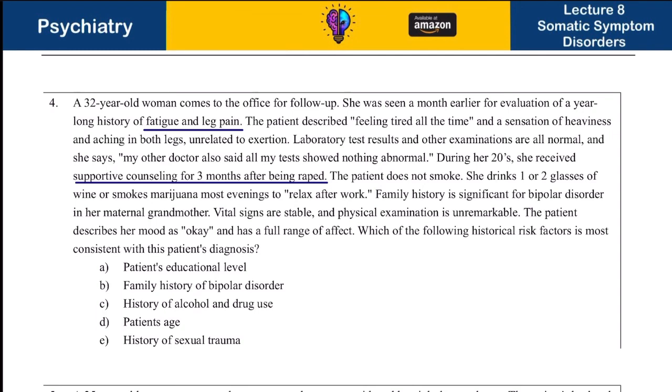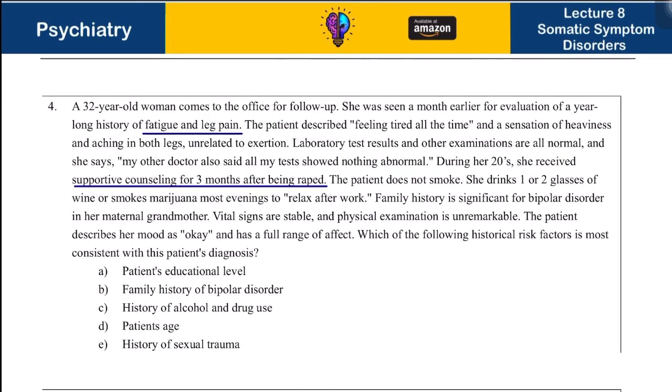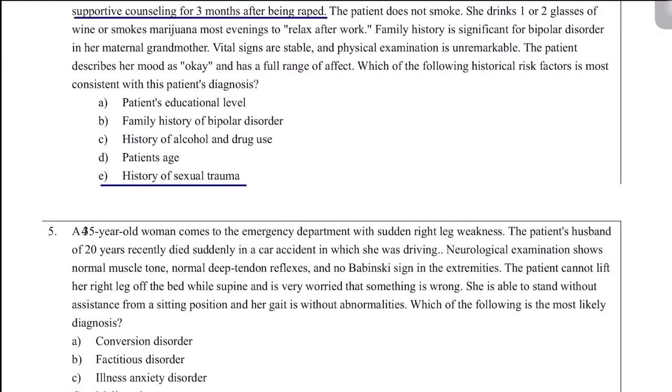First of all, what is the diagnosis here? This is a typical case of somatoform disorder. Now, I talked about 2 associations of somatic symptom disorders. One is a history of sexual trauma. The other one is a history of childhood abuse.